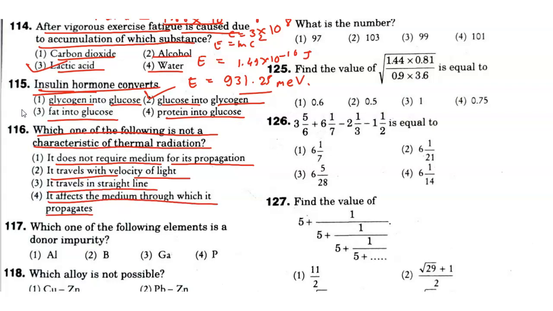So the correct answer is option 4. It is not a characteristic of thermal radiation that it affects the medium through which it propagates. Thermal radiation is the electromagnetic radiation generated by the thermal motion of charged particles in matter. It travels from one place to another without heating up the medium through which it travels. So that's why option 4 is the correct one.